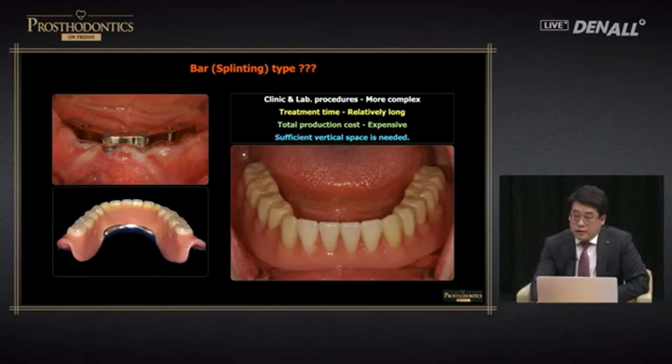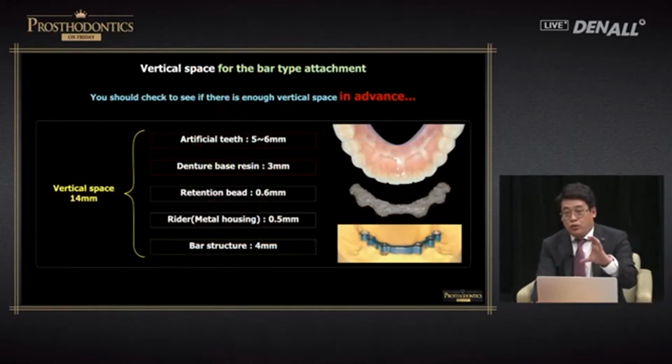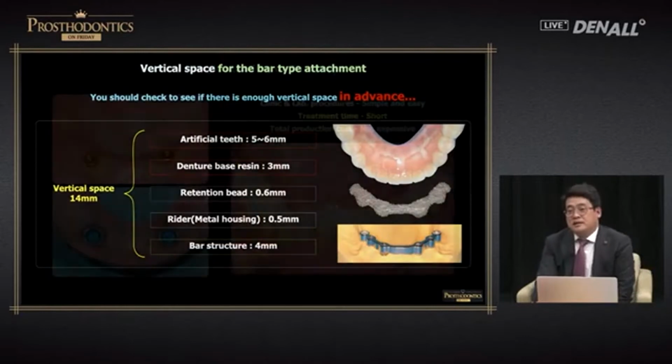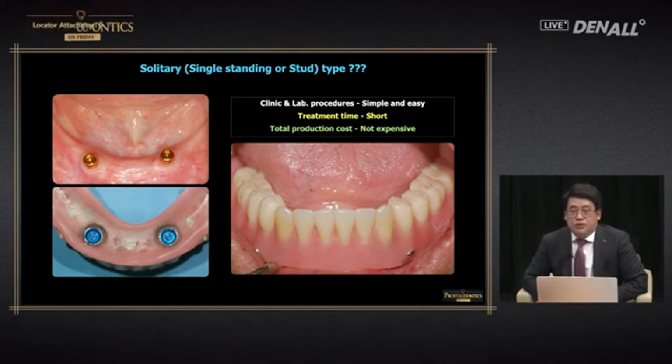The bar type requires a lot of space, so a lot of clinicians don't really like it. As shown, a lot of space is required. On the other hand, with implant overdenture using solitary or single-standing attachments, the lab and clinical process is comparatively simple, the treatment period is short, and the fabrication cost is low. You can choose like this.